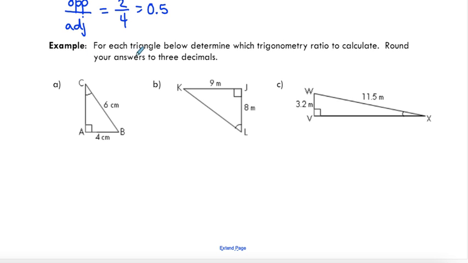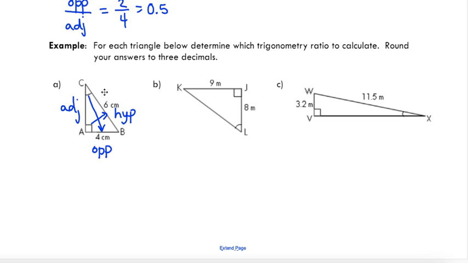Let's finish it off with 3 more examples. For each of these triangles below, we want to determine the ratio to calculate, and we want to round your answers to 3 decimal places. So here is my angle that's given to me, and this is my first example. Across from that angle is my opposite side. Across from my right angle is my hypotenuse, and the leftover side is the adjacent.